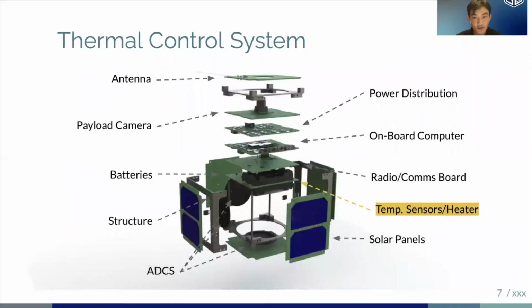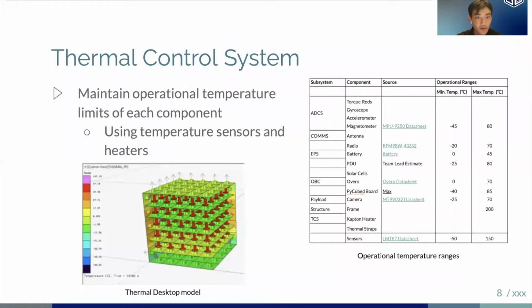So next we're going to talk about the thermal control system. So the goals of thermal are to maintain operational temperatures of each component. On the table on the right, you can see that for the battery, we want to keep it between 0 and 45 degrees Celsius. To do this, we use temperature sensors and heaters. And on the bottom, you can see a model we made on Thermal Desktop.